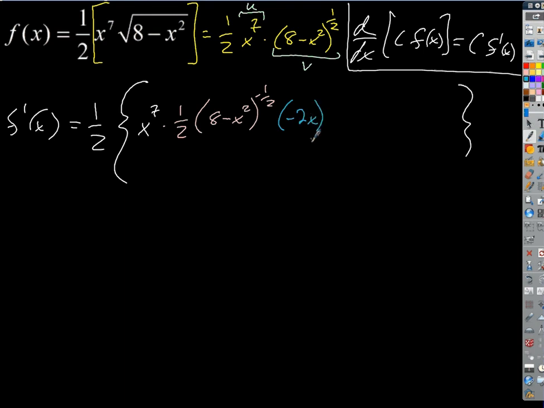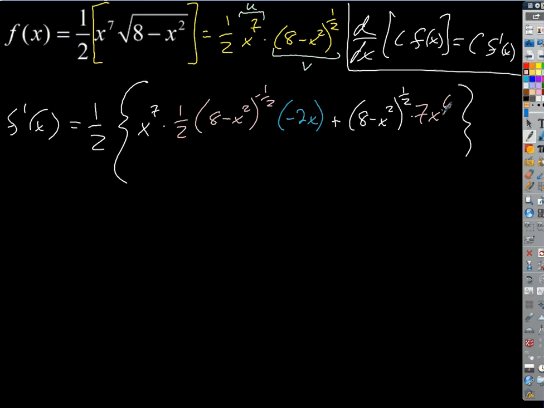Okay? Plus or minus, what do I do with the product rule? Plus. Now we flip it around, right? So I've got v times the derivative of u, which would be 7x to the 6. There we go. Okay? And so there's our derivative. Now we've just got to clean this thing up, right?